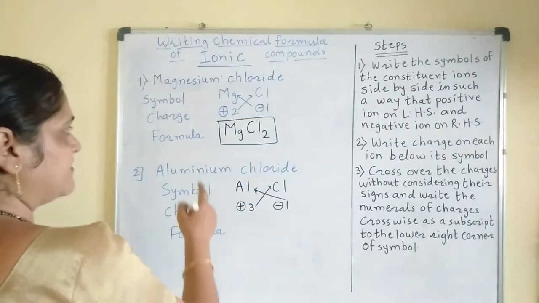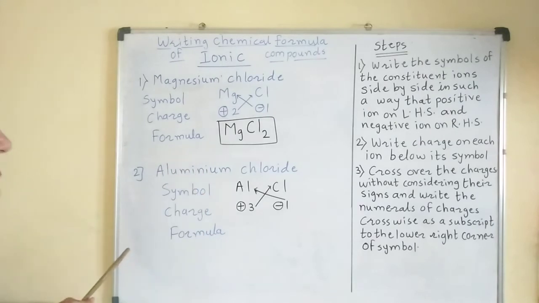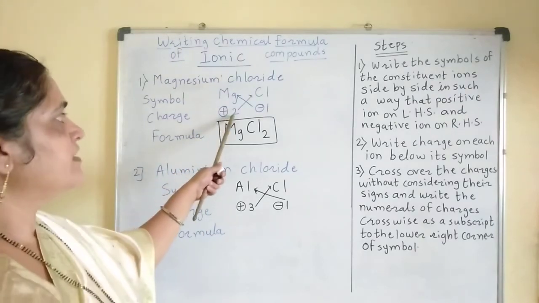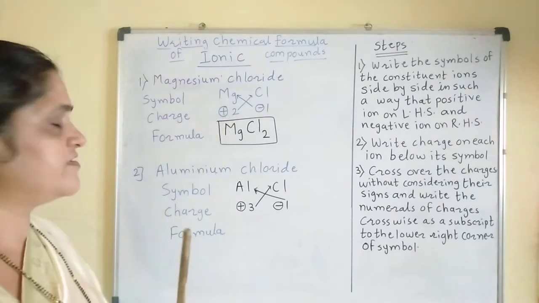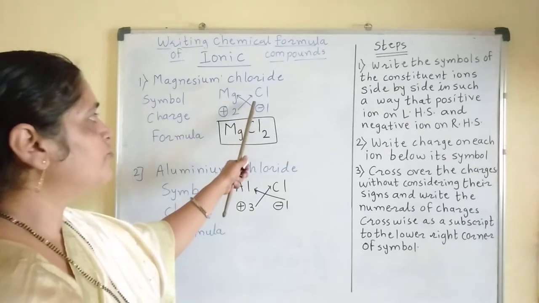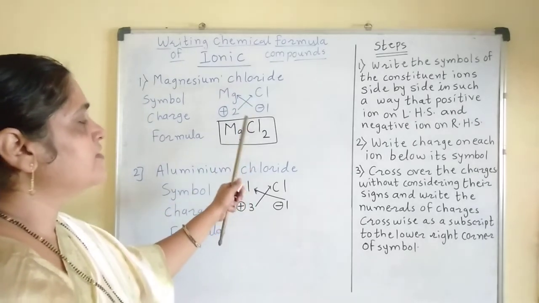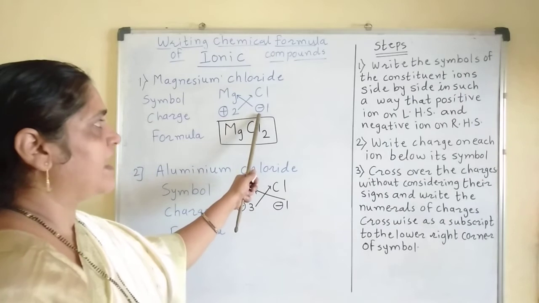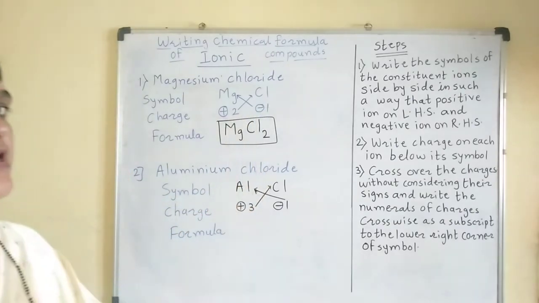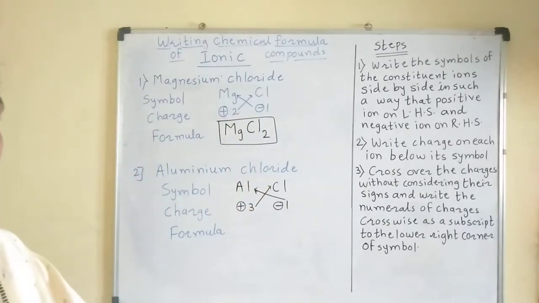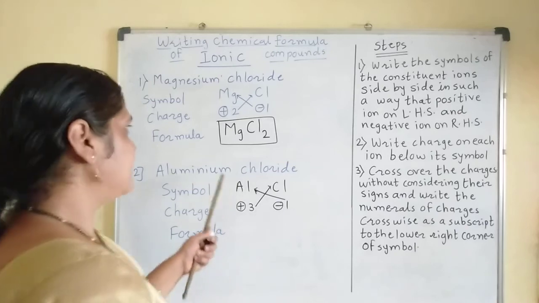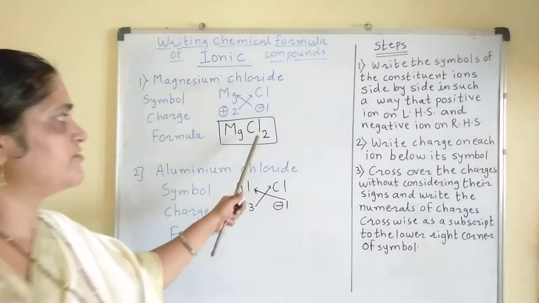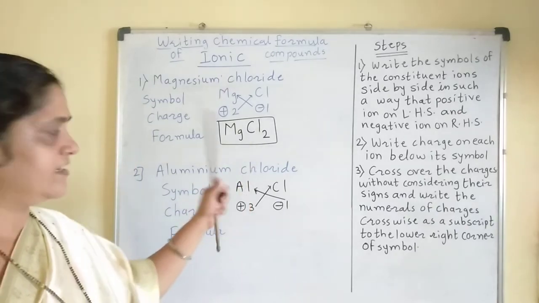Now here magnesium is carrying 2 positive charges, so +2 is the total positive charge, and there are 2 chlorine atoms. Each chlorine atom is carrying a -1 charge, so the total negative charge has become -2. And in this way, the total positive charge is balanced by the total negative charge.